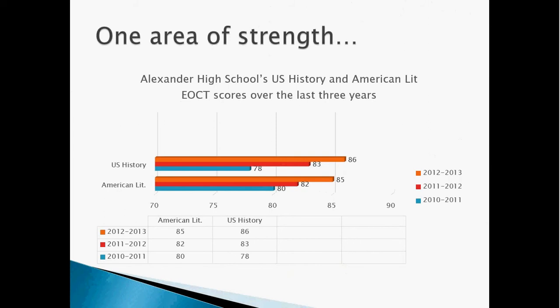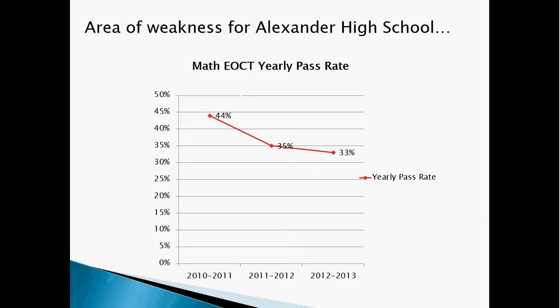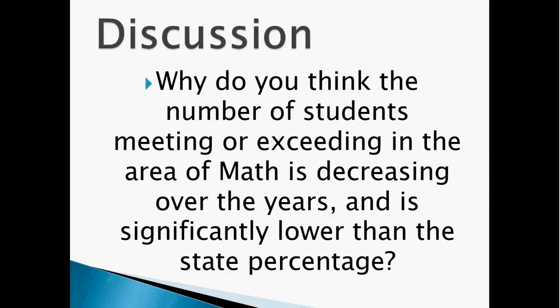However, we do have some areas of weakness. And one of those areas of weaknesses is my own math department. The math EOCT yearly pass rate for the last 3 years have dropped from 44% down to 33% over the last 3 years. So why do you think the number of students meeting or exceeding the area of math is decreasing over the years and is significantly lower than the state average?